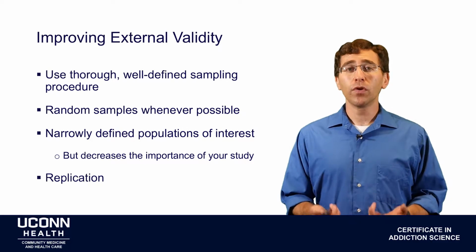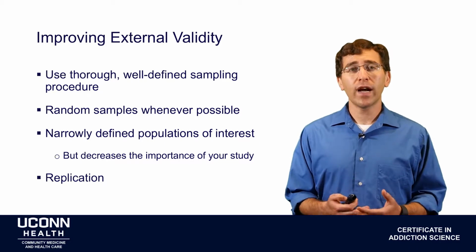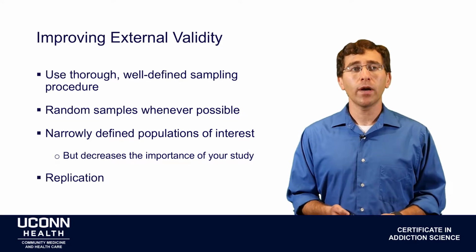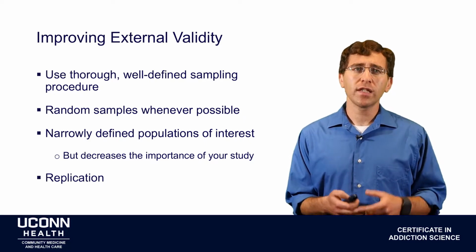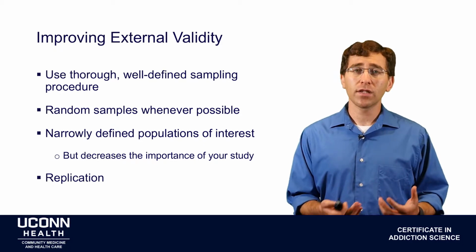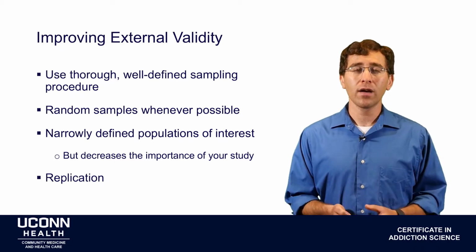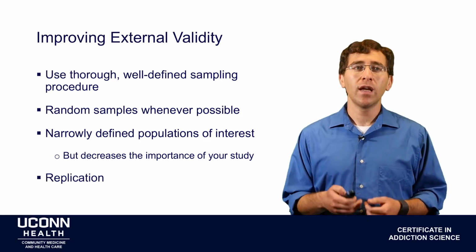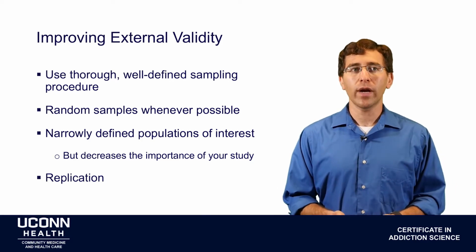Now, there are things we can do to improve external validity, and most of this has to do with just doing a really good sampling procedure. Have everything well defined, use random samples whenever possible, so use a probability sampling technique, which we'll talk about in another video. You can actually narrowly define your population of interest. This helps you to generalize your findings to them, although potentially decreases the importance of your study just because it's not applying to as many people. And maybe most importantly, because you can actually kind of control for sampling error, is to replicate. Take multiple samples, redo the studies, ask the questions again, and then ultimately the average of these results will be kind of the population parameter.